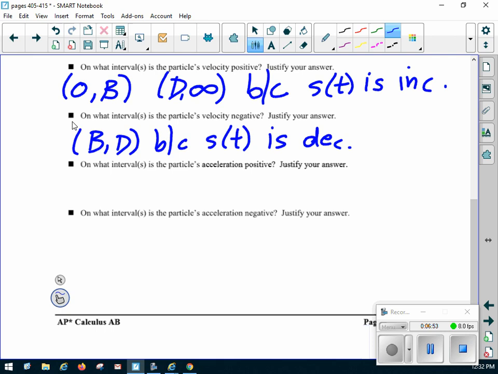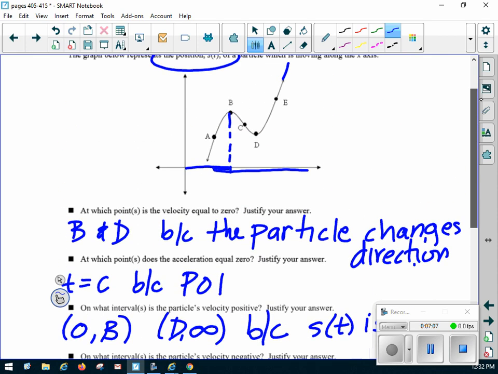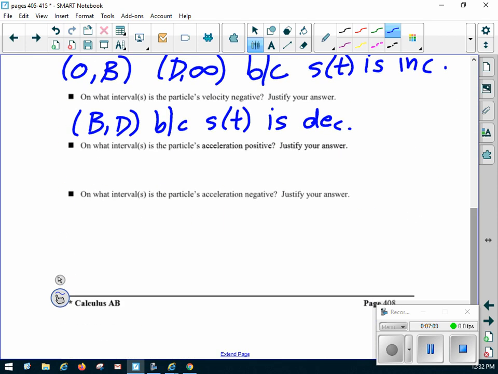On what intervals is the particle's acceleration positive? Now, think about this. If the second derivative is positive, what do you know about the function? Concave up. Where is this function concave up? C to infinity. S of t is concave up.